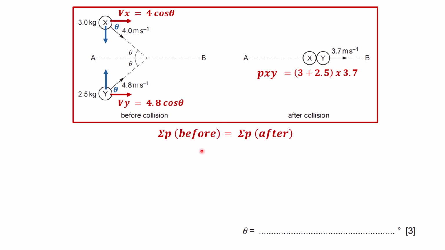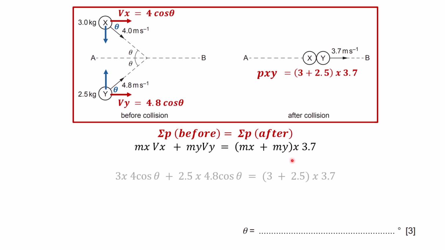So now we are going to use this expression of conservation of momentum in one direction, which is the line AB, before and after collision. So now we are going to add, because the sigma means sum. So we are going to add everything in this direction. So mx vx plus my vy is equal to the sum of the masses times the final velocity.